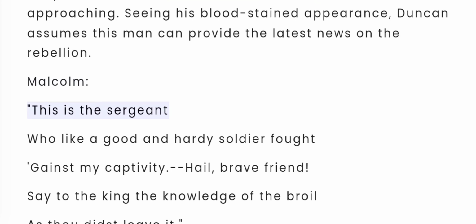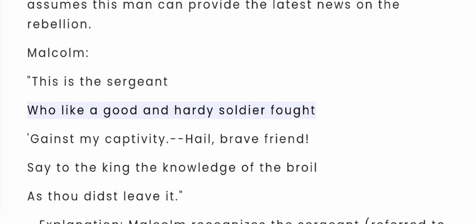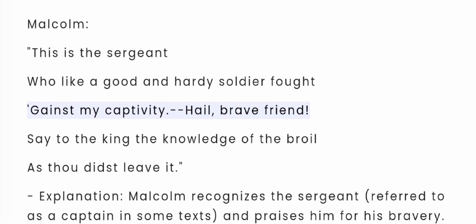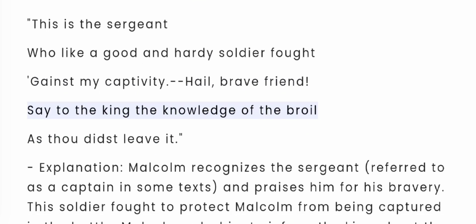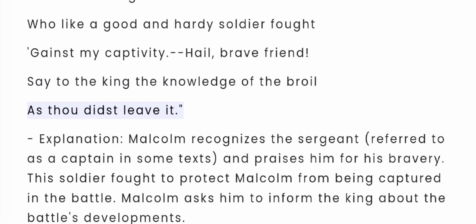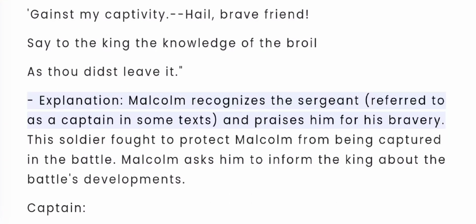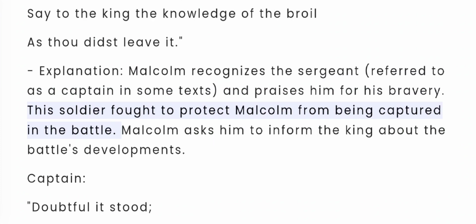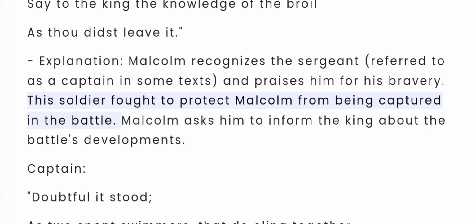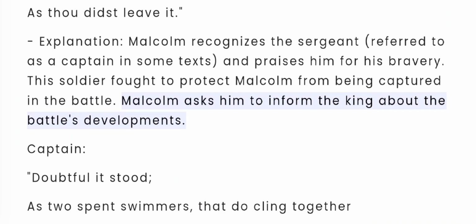Malcolm: This is the sergeant who, like a good and hardy soldier, fought against my captivity. Hail, brave friend. Say to the king the knowledge of the broil, as thou didst leave it. Explanation. Malcolm recognizes the sergeant and praises him for his bravery. This soldier fought to protect Malcolm from being captured in the battle. Malcolm asks him to inform the king about the battle's developments.